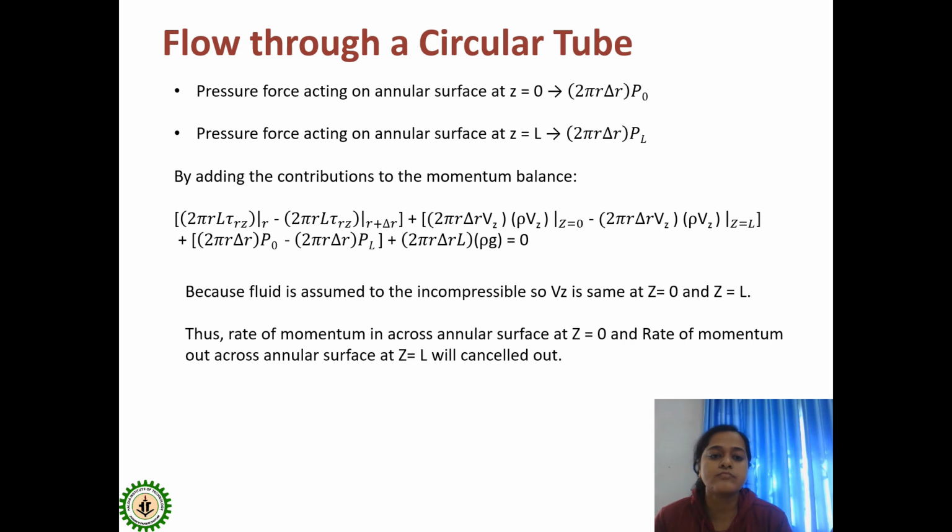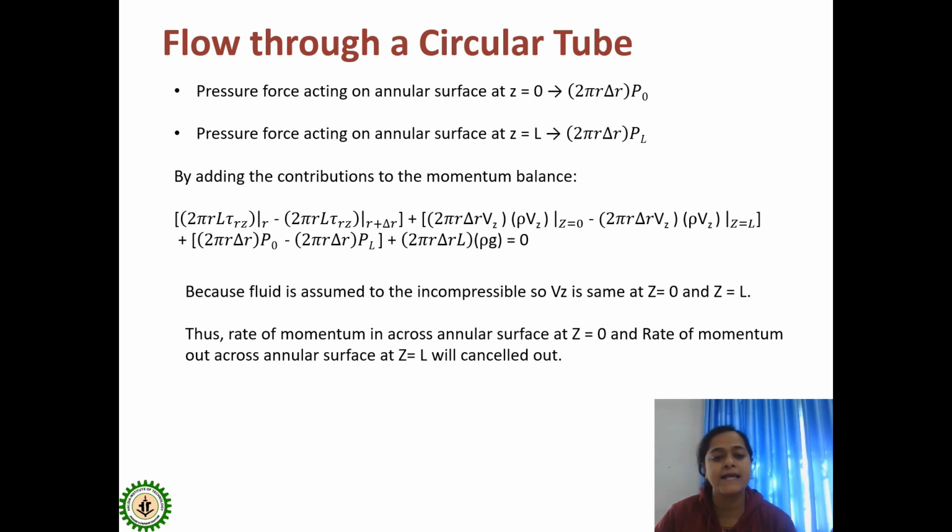So, first is 2 pi r L tau rz at r, minus 2 pi r L tau rz at r plus delta r, plus 2 pi r delta r Vz rho Vz at z equals 0, minus 2 pi r delta r Vz rho Vz at z equals L, plus 2 pi r delta r P0, minus 2 pi r delta r PL, plus the gravity force 2 pi r delta r L rho g, equals 0.